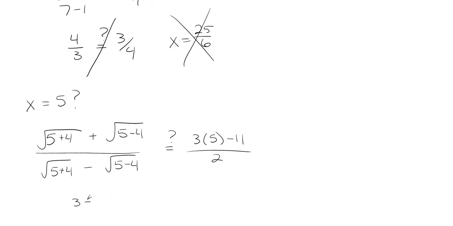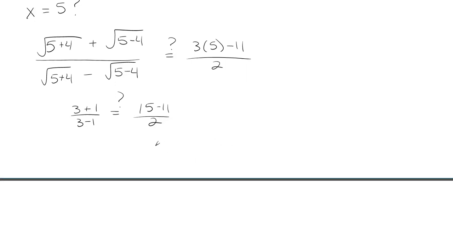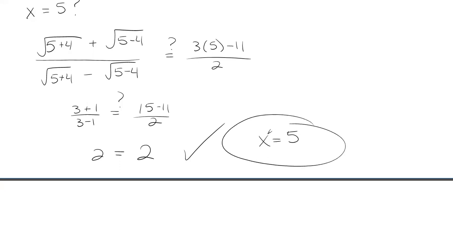So we end up here with 3 plus 1 over 3 minus 1. Is that equal to 15 minus 11 over 2? And we end up here on the left side with 2 is equal to 2 on the right side. So yeah, the left side is equal to the right side. So my final answer for x would be 5 for this problem. And that's how you would work this particular problem.